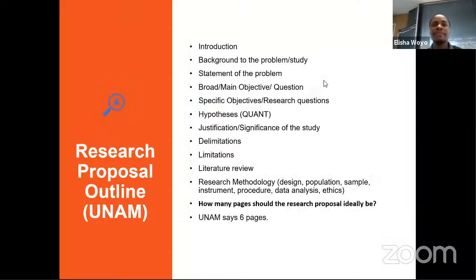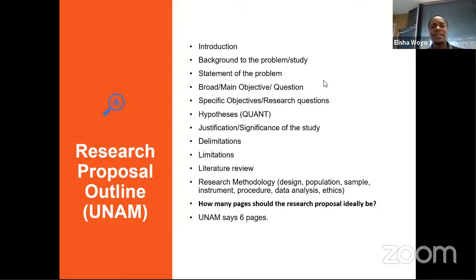Then you come to your problem statement, and you should be able to demonstrate that a research problem exists and it requires a solution. You need to give us an ideal situation: if things are working correctly, how do they work? And what is the current situation regarding what you're writing about? And then you need to demonstrate the gaps in literature. And if there is need for statistics to amplify the problem, please put those in.